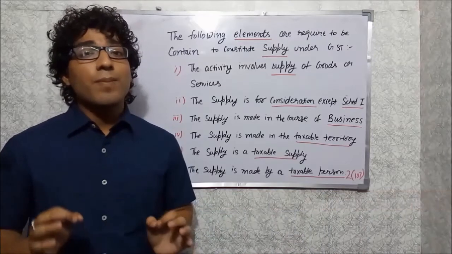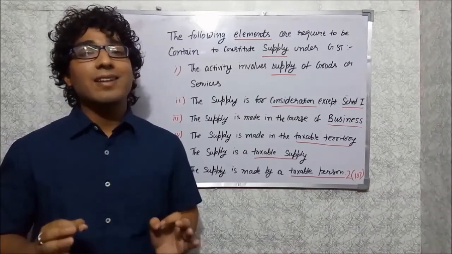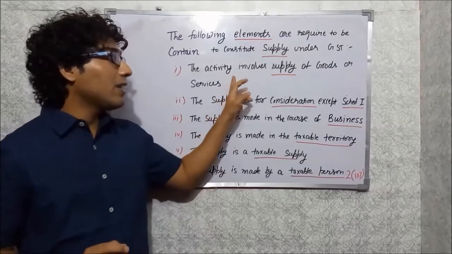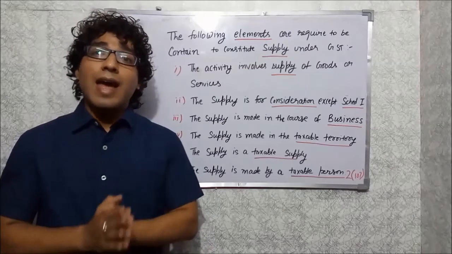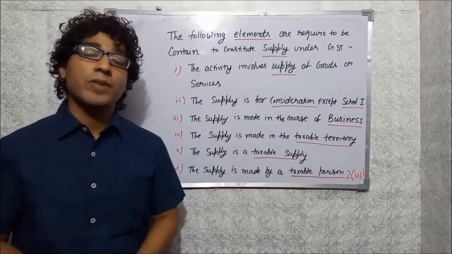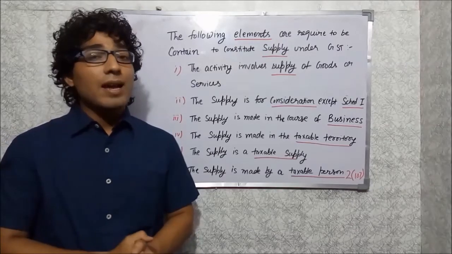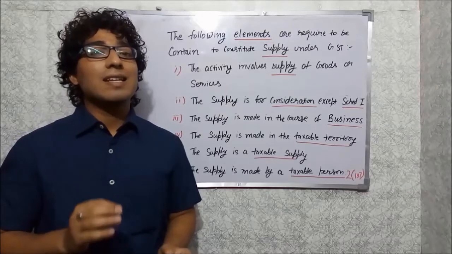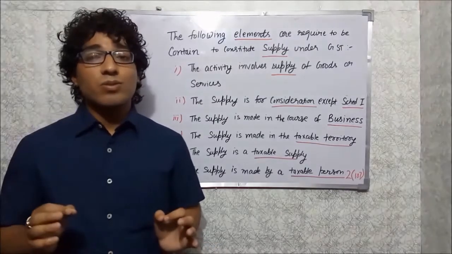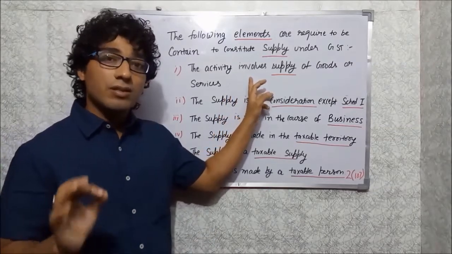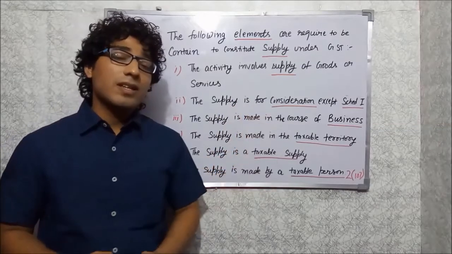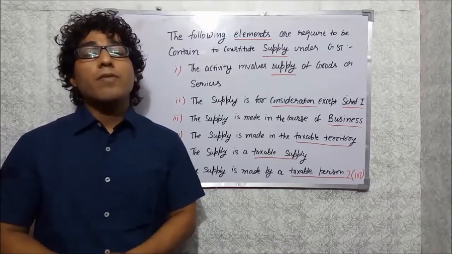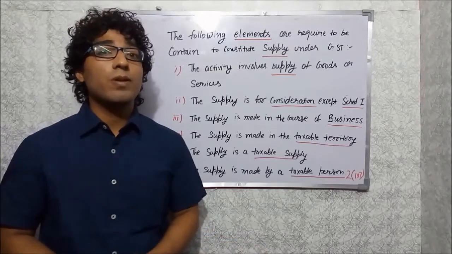In order to constitute a supply under GST, the following elements should be contained in the transaction before we can say that the activity is supply under GST. The first element is that the activity involves supply of goods or services. We have known the meaning of supply under GST. Supply includes sale, transfer, barter, exchange, lease, licensing or disposal. So if any activity involves those, like sale, transfer, barter, etc., then it will be treated as supply of goods or services. The second one is that supply is for the consideration. Before we tax any activity under the GST, it should be for the consideration. So if you want to say that the activity is supply under GST, it should be for the consideration.